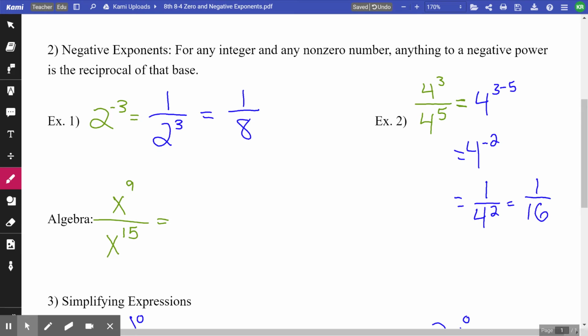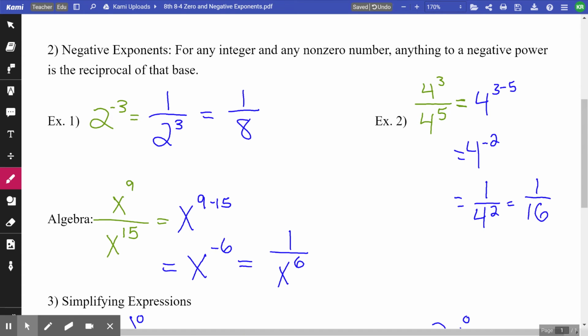If I'm using just a variable, so x to the 9th over x to the 15th, I do x to the 9 minus 15, which is x to the negative 6th power, which then equals 1 over x to the 6th power.